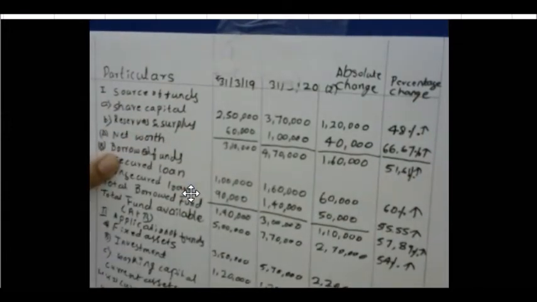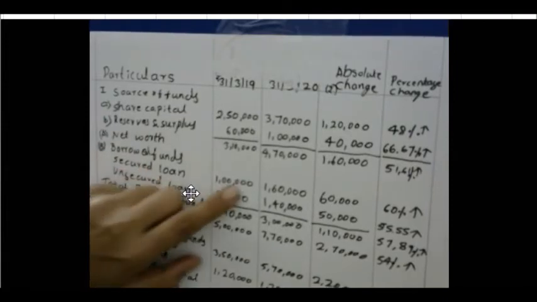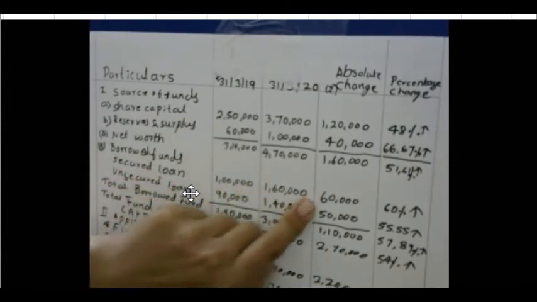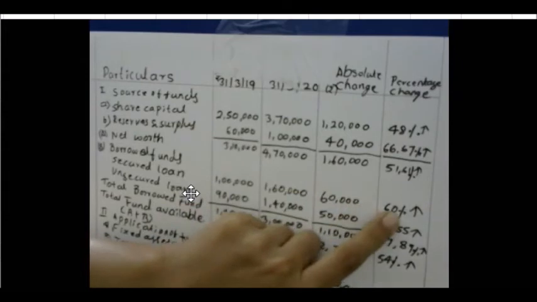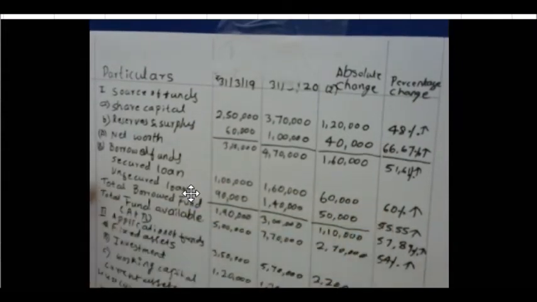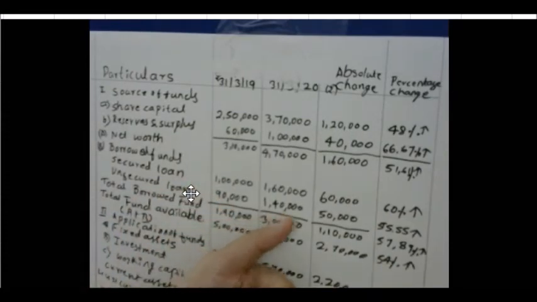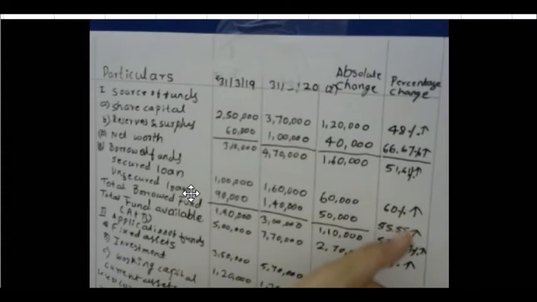Next is borrowed funds. What are the borrowed funds? Those entries are secured loan. In a secured loan, the amount is 1 lakh rupees and 1,60,000, and we get 60,000 rupees divided by 1 lakh rupees. So 60% is increasing. And unsecured loan, it is 90,000 rupees, 1,40,000 rupees, and 1,50,000 rupees. It is a 55% increase.